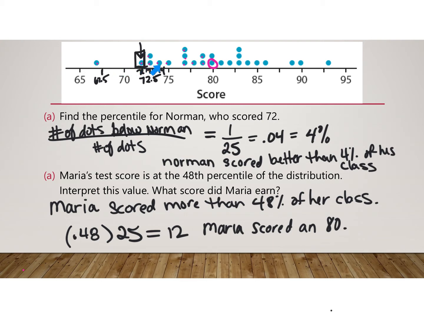1, 2, 3, 4, 5, 6, 7, 8, 9, 10, 11, 12. So there's the 12 below Maria, and then that makes this her score.